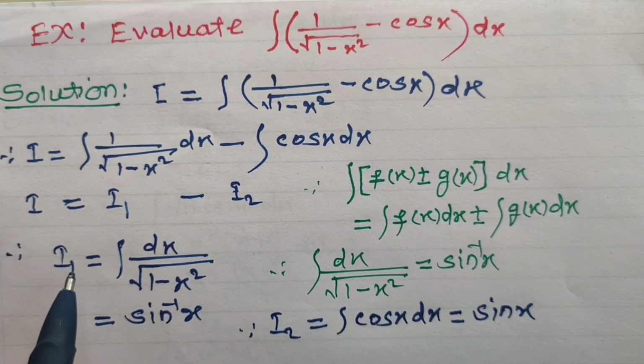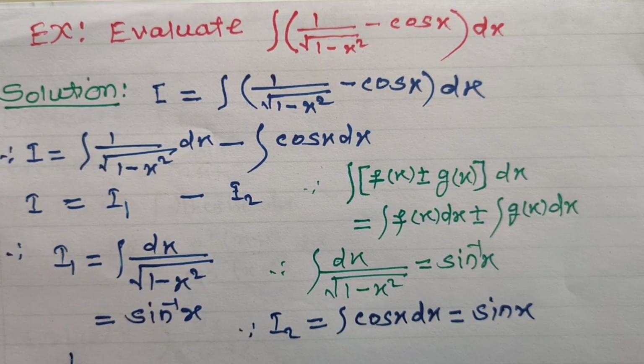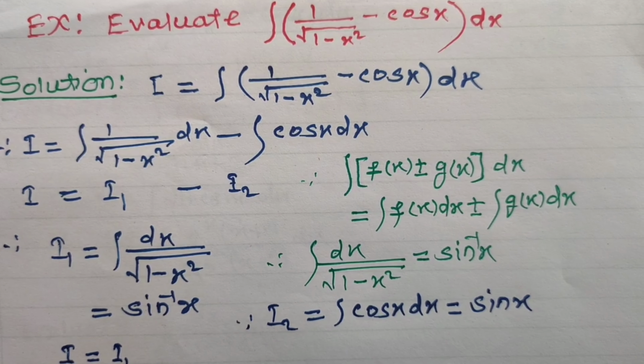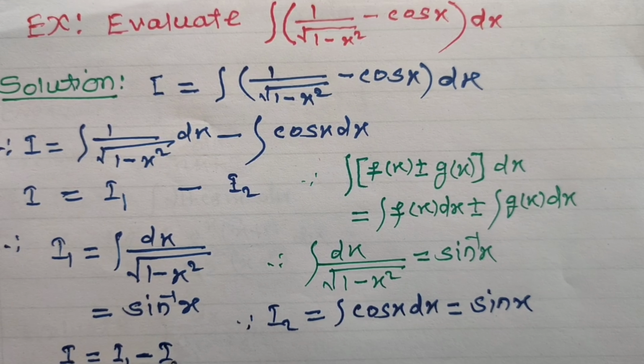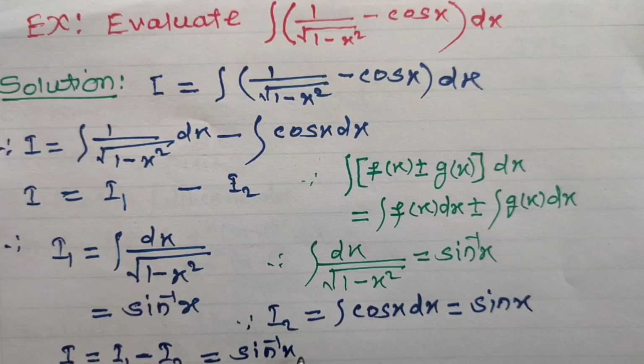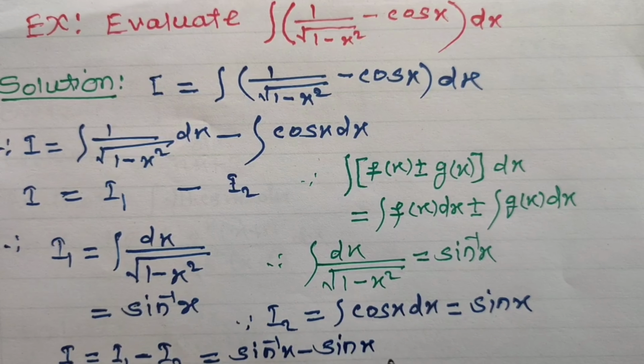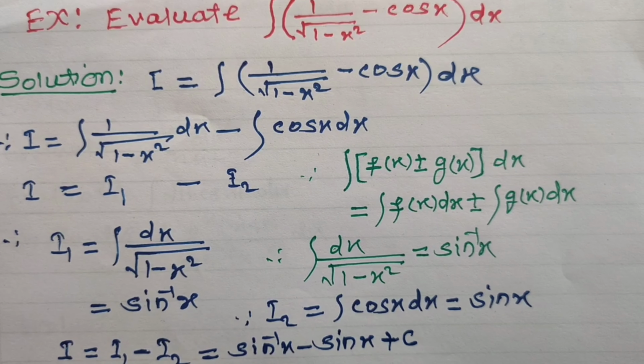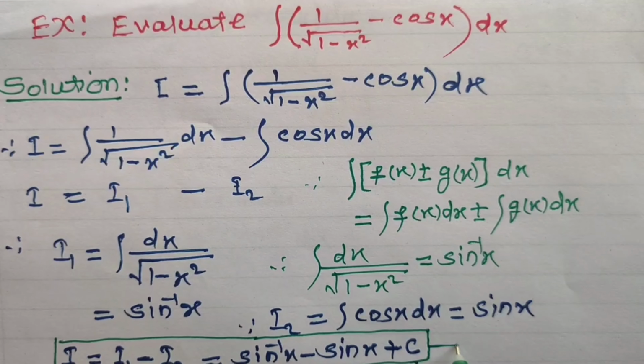Now collecting I1 and I2, I is equal to I1 minus I2, and this is equal to sine inverse x minus sin x, and add the integration constant c, and this is the solution for the given integral, hence the answer.